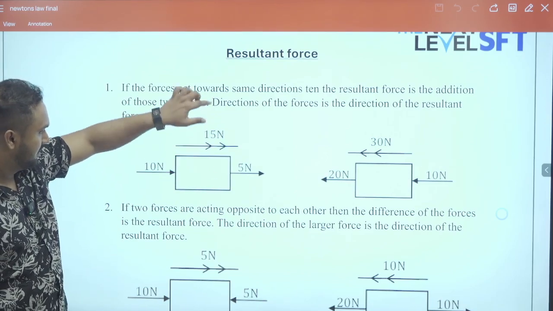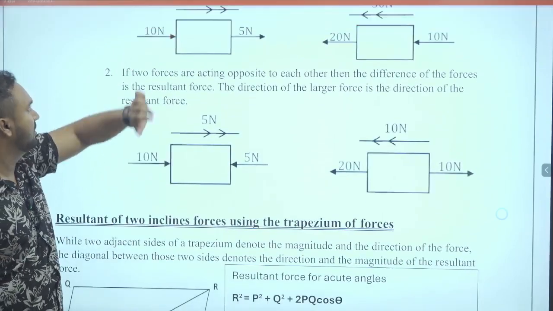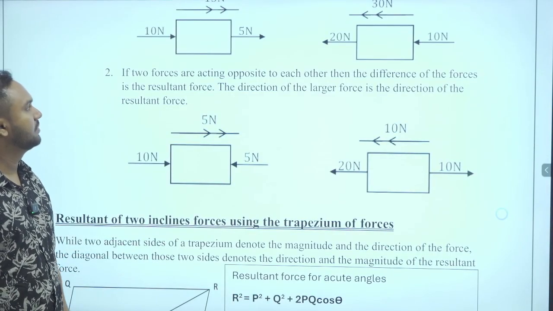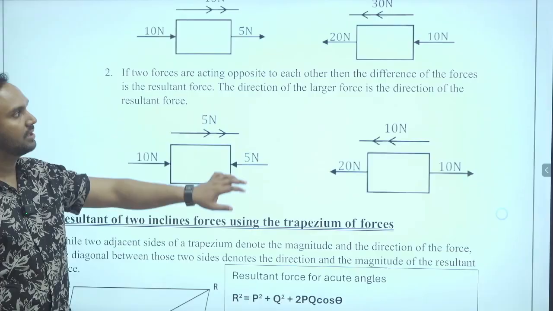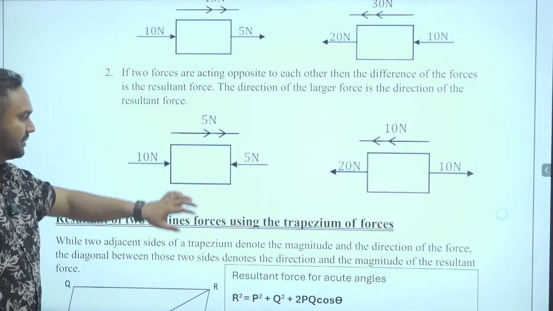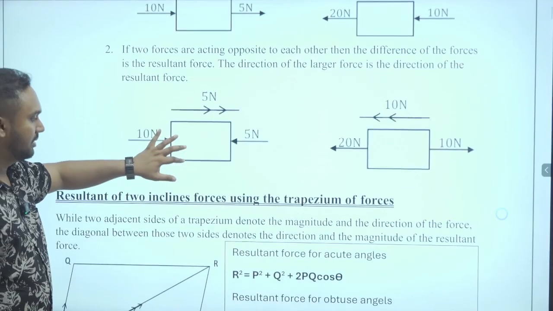Then come to the second one. If two forces are acting opposite to each other, then the difference of the forces is the resultant force. The direction of the larger force is the direction of the resultant force, right? Those are very simple and easy. And now you have to get the acceleration, right?